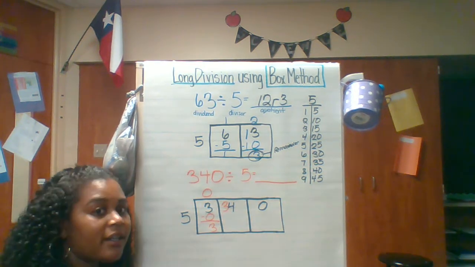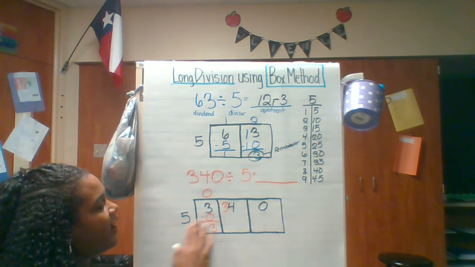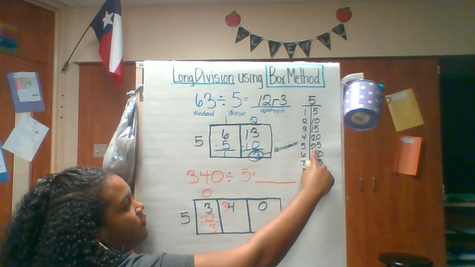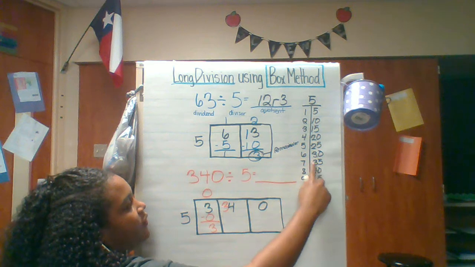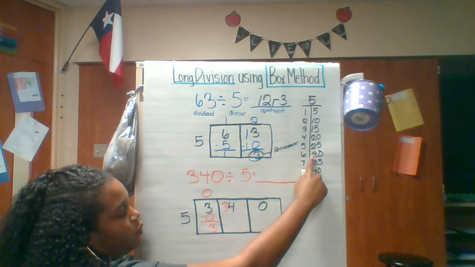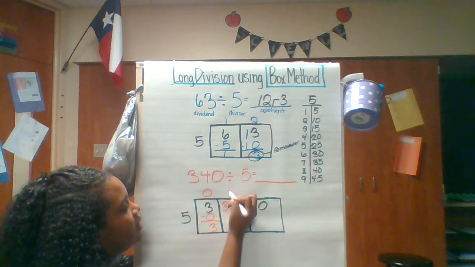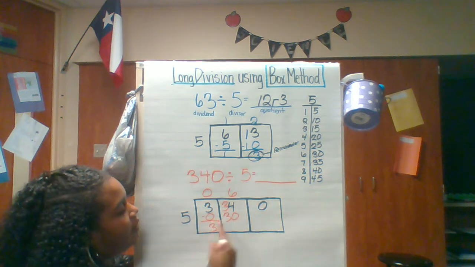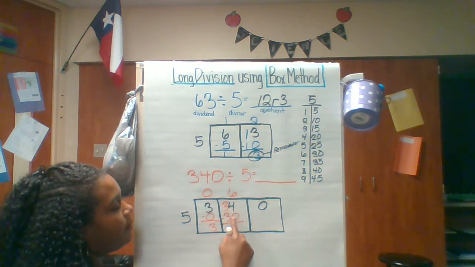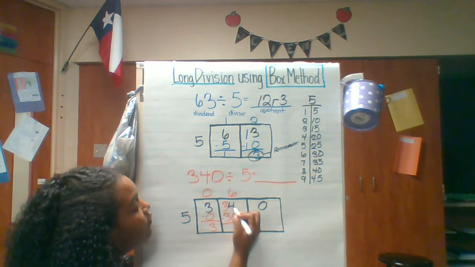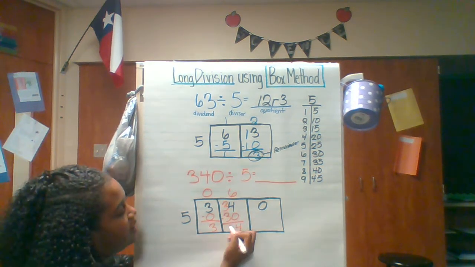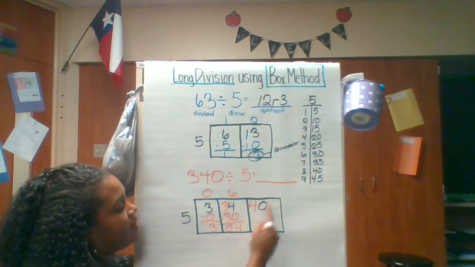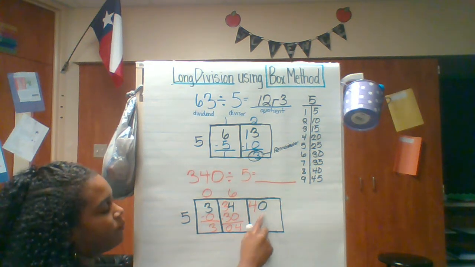So I will use my T-chart again to see how many times can my 5 go into 34 groups? We go down: 25, 30, 35. Well, 35 is too much, so I'm going to have to go up 1. And I see 6 times. And we know that 6 times 5 gives us 30. And next we would subtract. 34 minus 30 is 4. 3 minus 3 is nothing. So we are bringing this 4 in front of my 0, giving us a new number of 40.